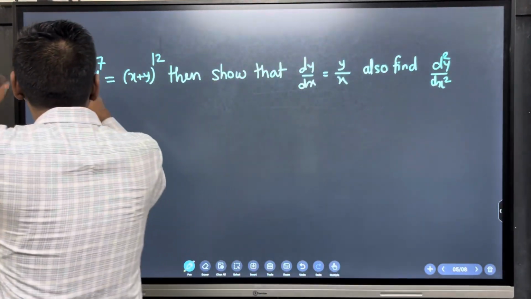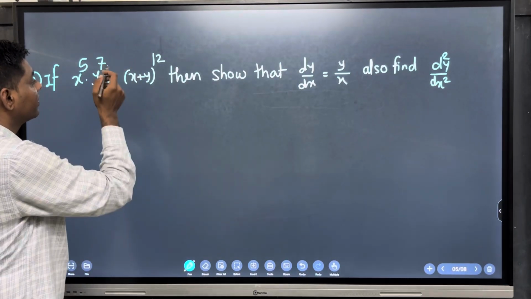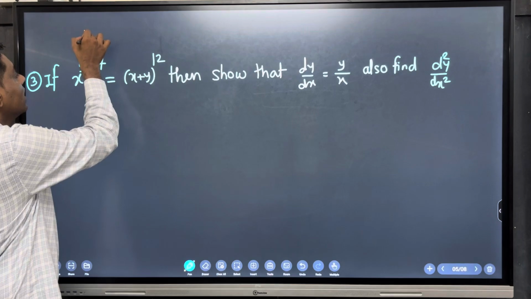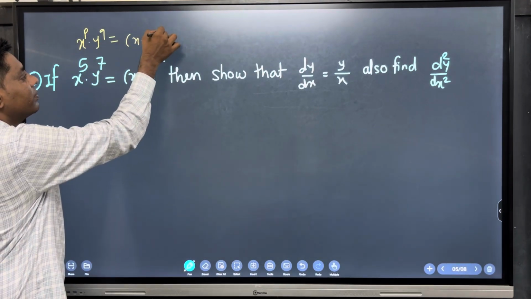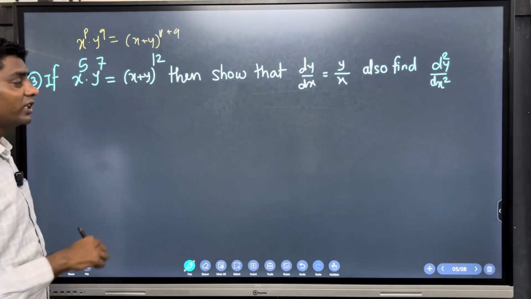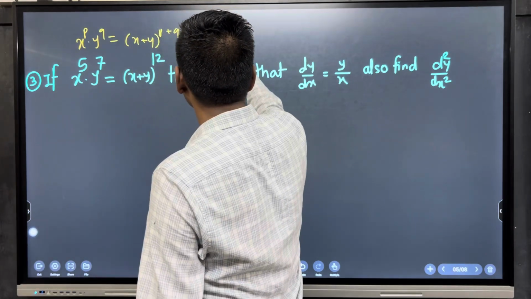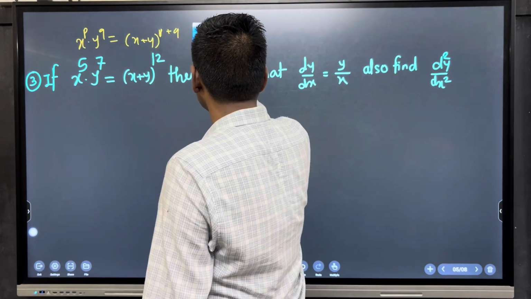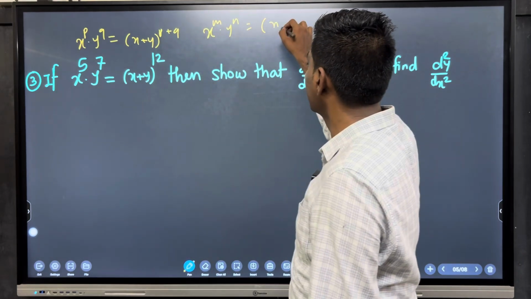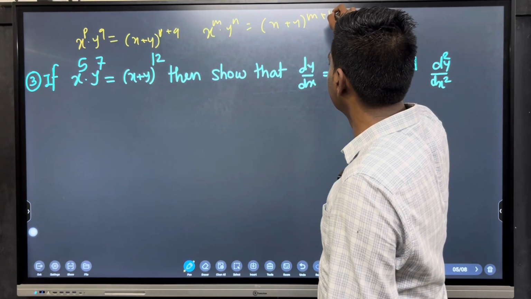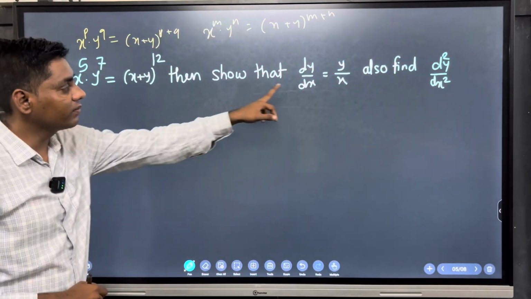What is given? x raised to 5 into y raised to 5 equal to x plus y raised to 12. Remember, in the previous question it is given x raised to p into y raised to q equal to x plus y raised to p plus q. And what is the question in terms of m and n? x raised to m into y raised to n equal to x plus y raised to m plus n. So for solving both questions, the answer should be the same.